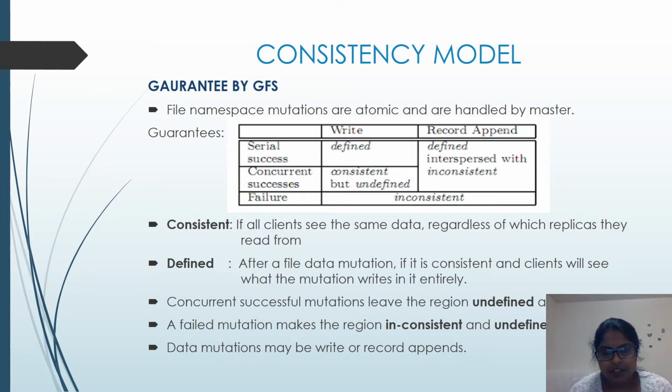GFS identifies failed chunk servers through mutual communication between the master and the other chunk servers, and it deletes the failed chunk server. The master also detects corruption of data by checksumming. So let's go to the next slide.